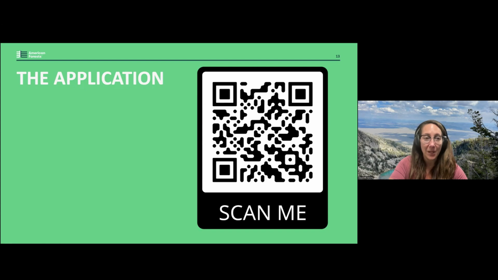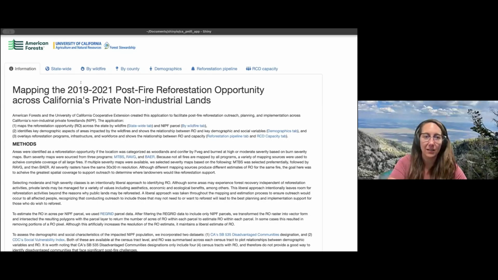But with that, we're going to dive into this application, and we're going to try to see if it's actually going to work live. Live demos always scare me. So here we go. Keep your fingers crossed. Otherwise, we'll go through some screenshots.